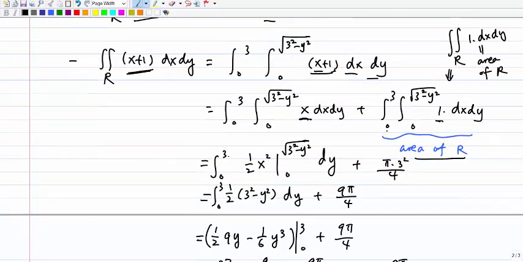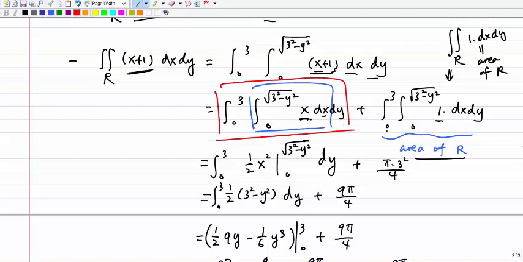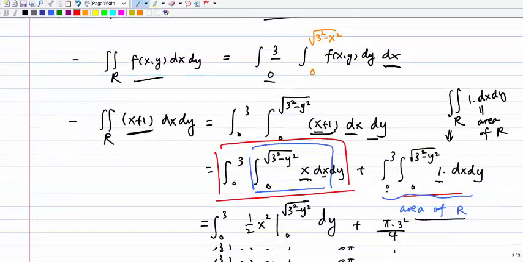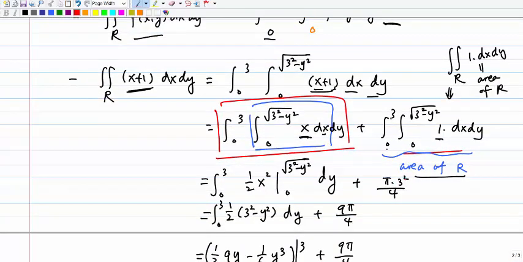So I do the computation here: integration over x. I do the inner integration first, then I do the external integration. The inner integration of x over x is 1/2 x squared, evaluated from 0 to square root of 3 squared minus y squared. The other one is just the area of R. The area is just a quarter of a circle with radius 3, which is pi times 3 squared divided by 4.